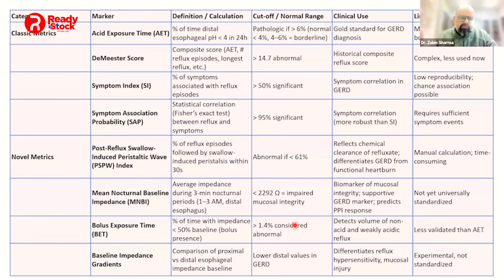So there are some newer metrics like PSPW. I'll not go into that because that has now been removed. Only MNBI is there in Lyon 2. So that's what we need to learn. But if you read it in the theory, there are many of them.